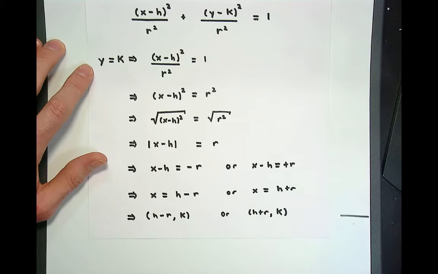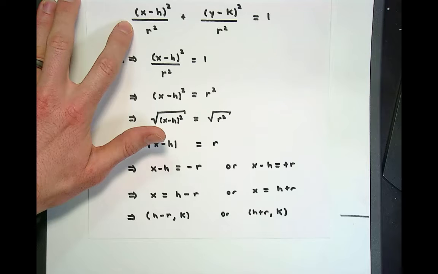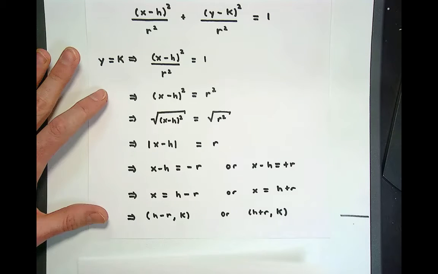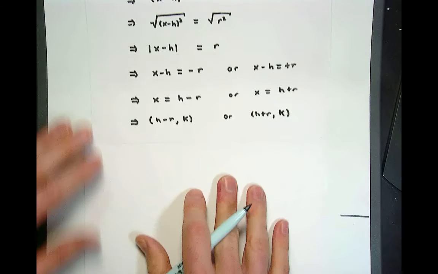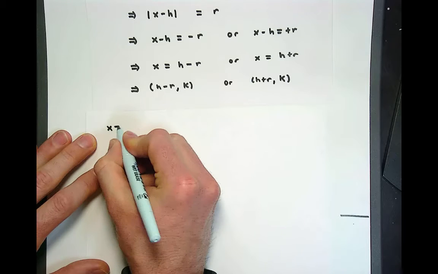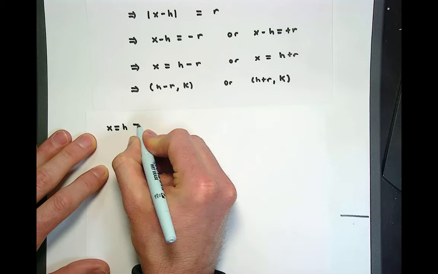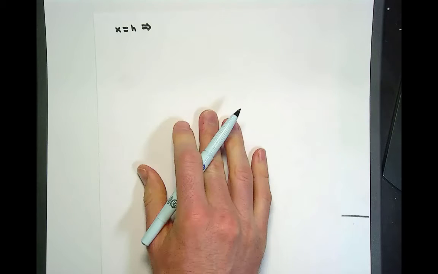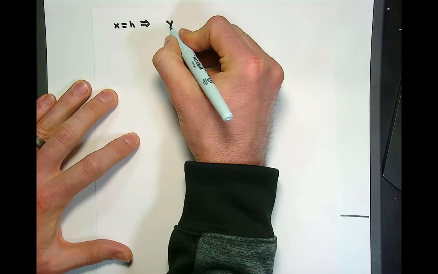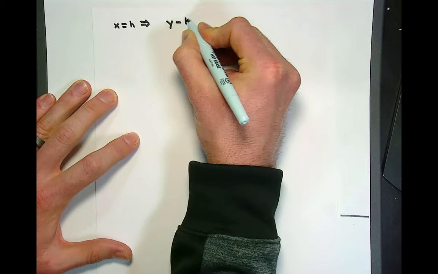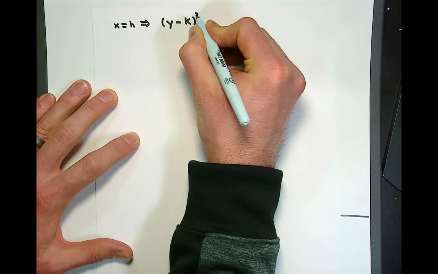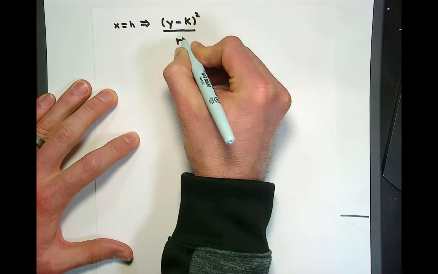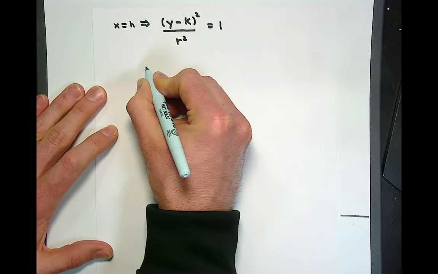Okay, so that's what would happen if we started with this equation and we went along the y equals k line. Let's look at what happens if we go along the x equals h line, which would be a vertical line through the center of the circle. So the moment that this happens, our equation for the circle simplifies to (y minus k) squared divided by r squared on the left and 1 on the right.